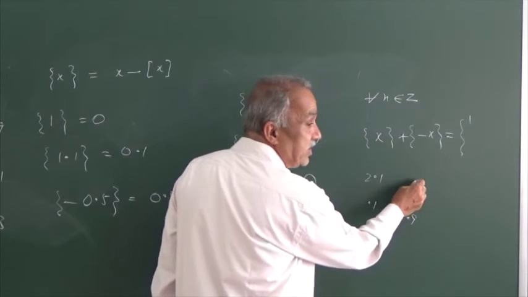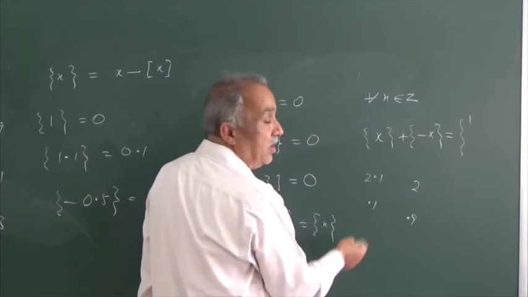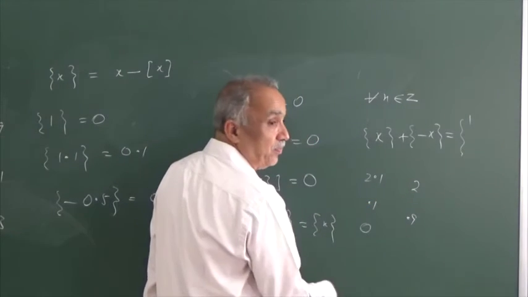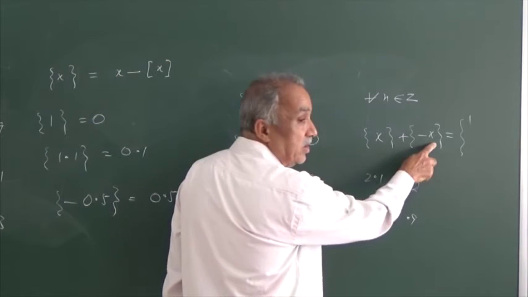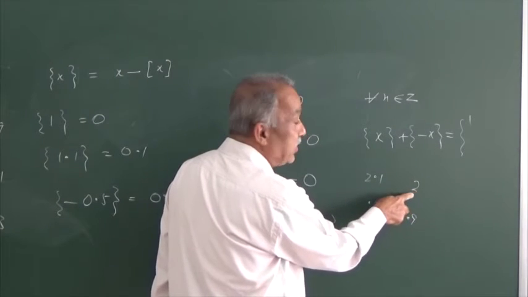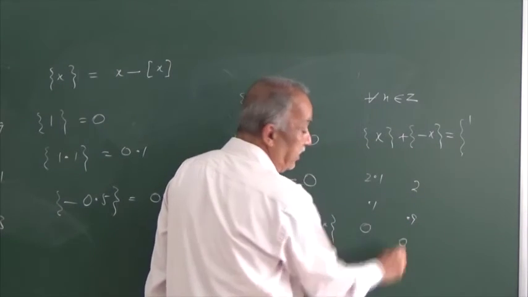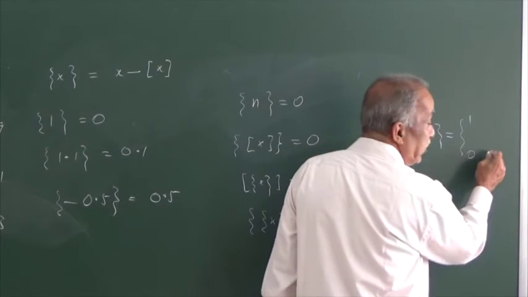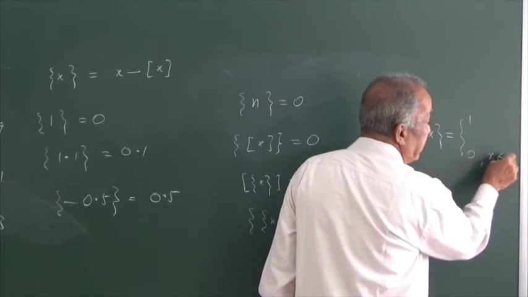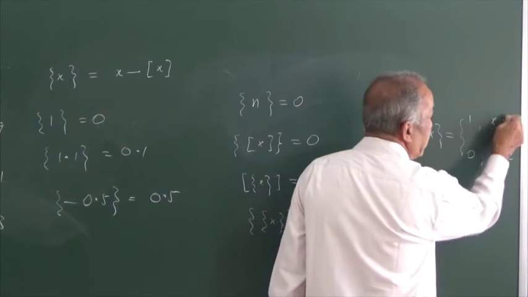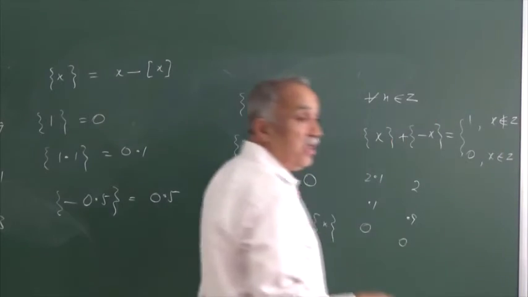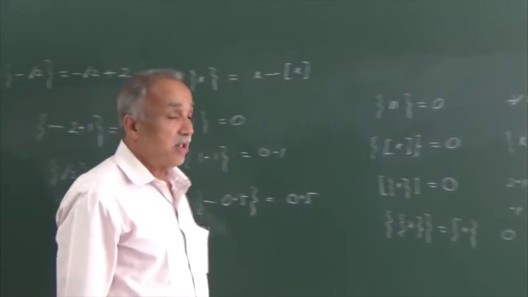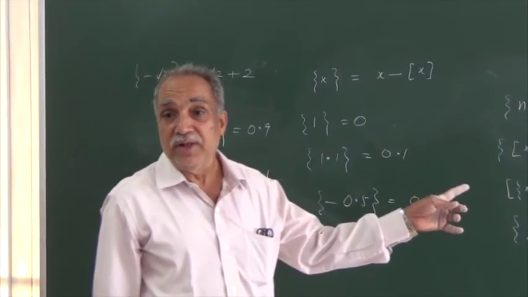Next, suppose that x is an integer, whole number. Fractional part is 0. Minus x will be another whole number, minus 2. What is the fractional part? Again 0. Now the sum becomes 0. The sum is 0 if x is an integer. Otherwise, if x does not belong to Z, for any other non-integer number, the sum will be equal to 1.